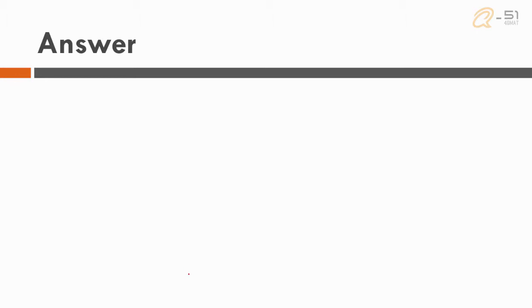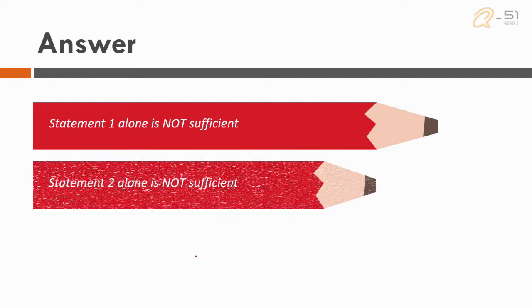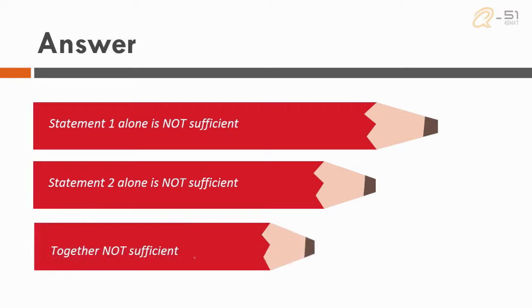Quickly recollect what we got. Statement 1 alone is not sufficient, so we ruled out answer choices A and D. Statement 2 alone is not sufficient, so we added one more to the list and ruled out answer choice B. We combined the data, and despite combining them, we couldn't get a uniform answer. So we eliminated answer choice C as well. What we are left with is that choice E is the answer.